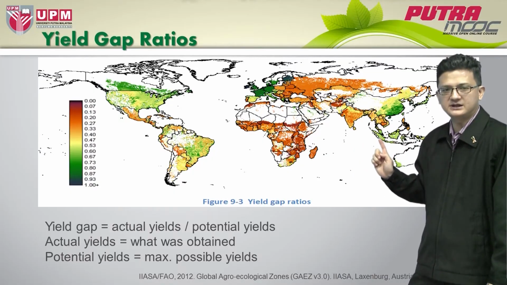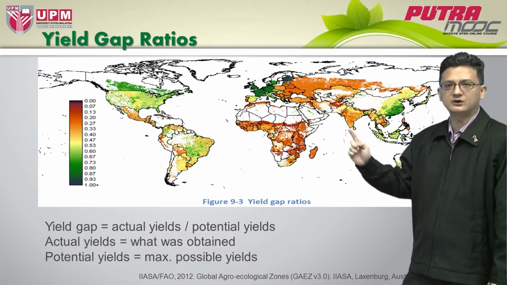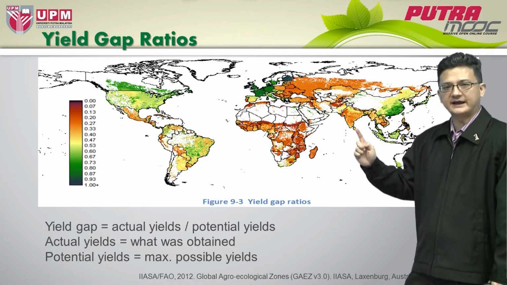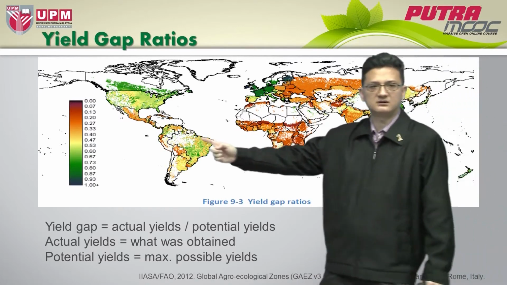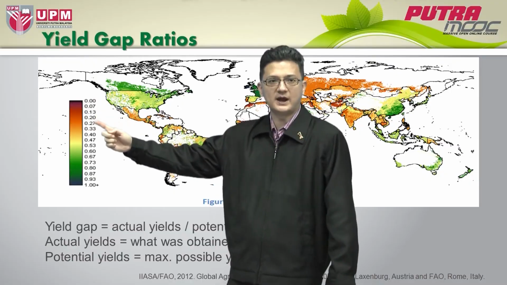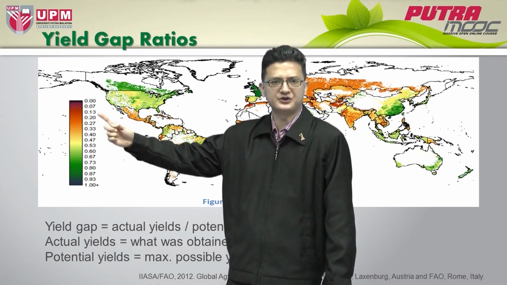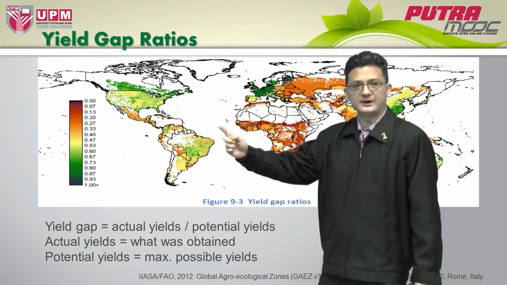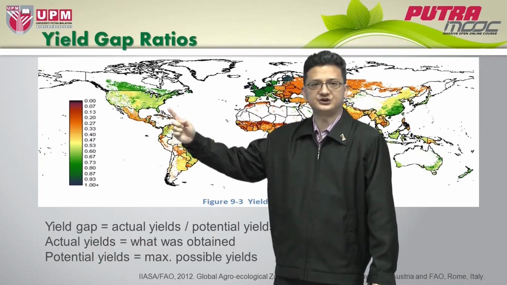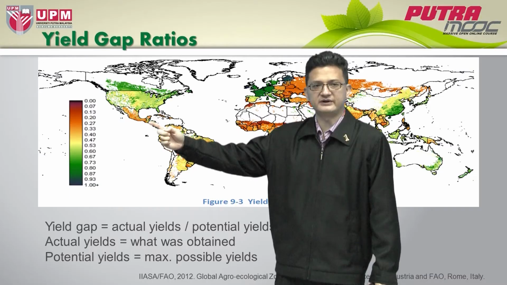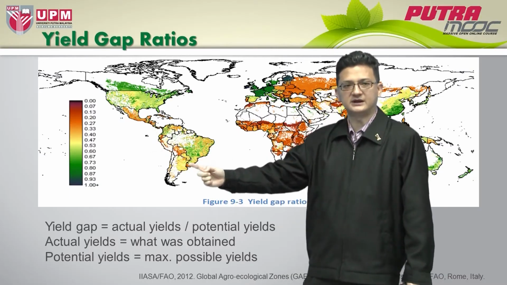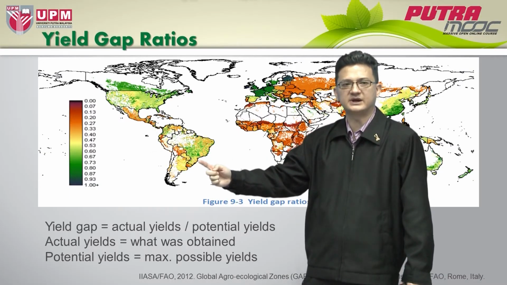Malaysia is light green, almost 1, but not really 1. But some areas like India, even though the whole country of India is an agriculture country, the yield gap is yellow to red. That means it's quite far away from 1, about 0.2, 0.3. And some parts of North America are green, which is good. Central America, orange. South America, some parts are green but yellow.